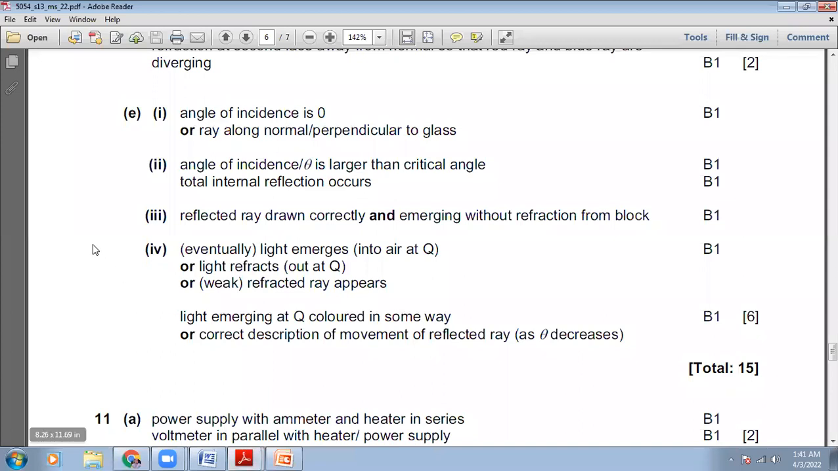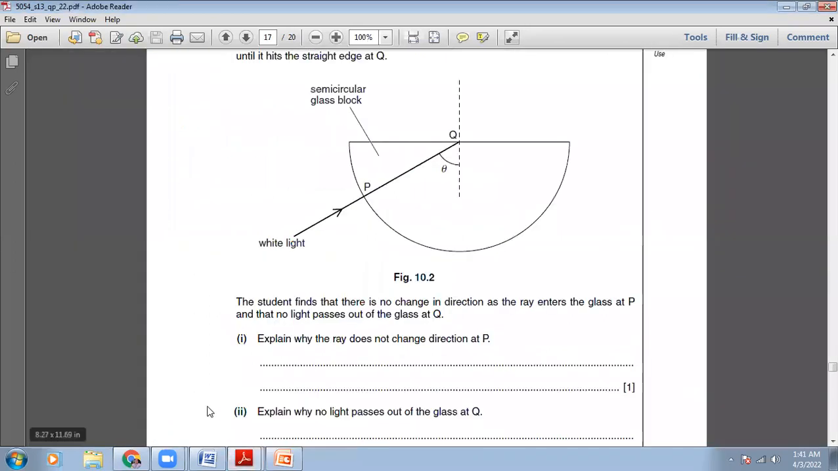Okay, so let's have a look at the marking scheme. Angle of incidence is 0 or ray along the normal perpendicular to glass. And second part is angle of incidence is larger than critical angle. So total internal reflection occurs. So our answers are right.